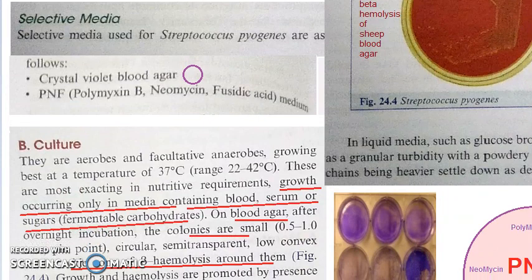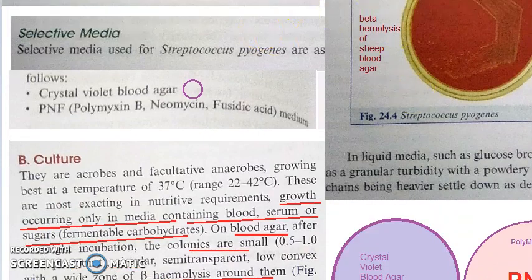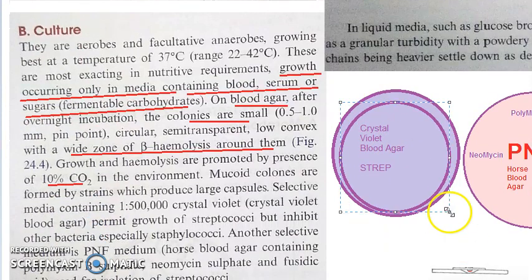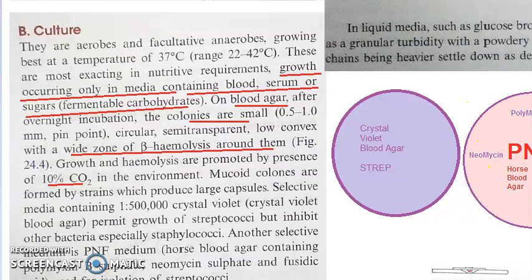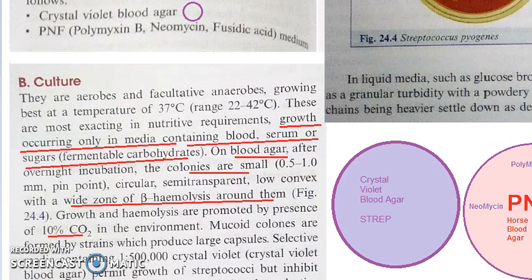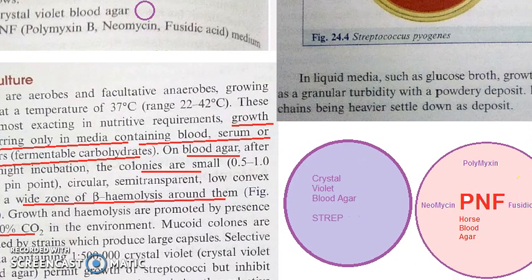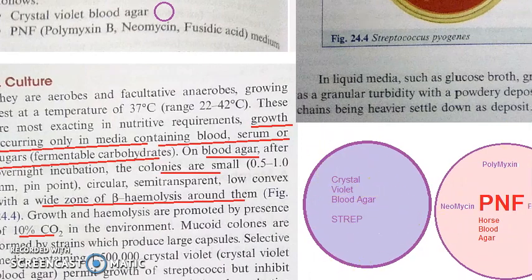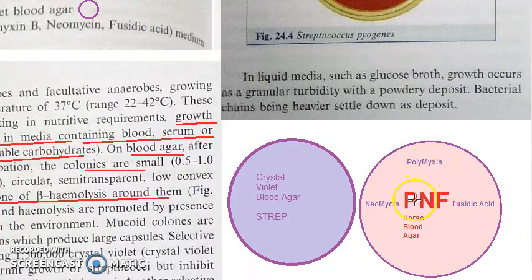Now let us move on to the selective media. The selective media for Streptococcus pyogenes are crystal violet blood agar and PNF. PNF is polymyxin B, neomycin, fusidic acid medium. We have put two diagrams here just to help you. We don't exactly have the photos of these media. Crystal violet blood agar is for Streptococcus and PNF is polymyxin neomycin fusidic acid. This is having horse blood agar.